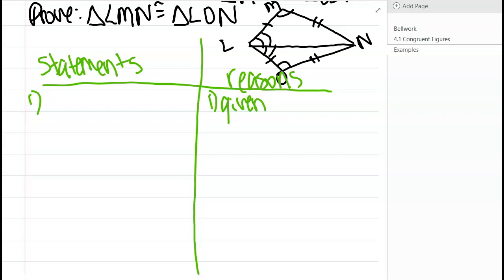Okay, now, if I'm trying to prove that these triangles are congruent, I need to be able to show that all of the angles are congruent and all of the sides are congruent. The information they give me tells me that two of the angles are congruent to the other two angles, and that two of the sides are congruent to the other two sides. So what I need to do is show the other set of angles are congruent and that other side is congruent. So let's start with the angles. How do I know that angle LNM is congruent to LNO?